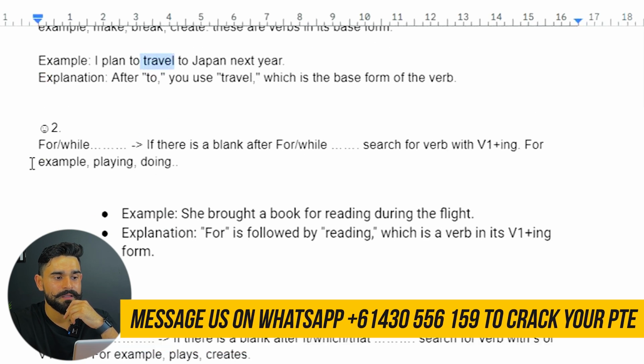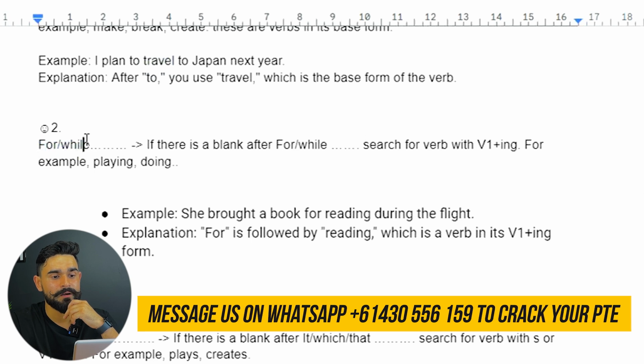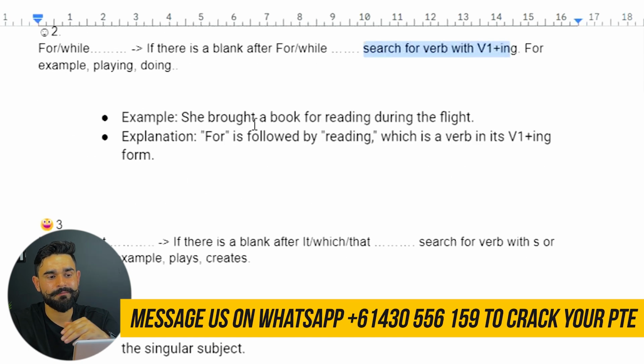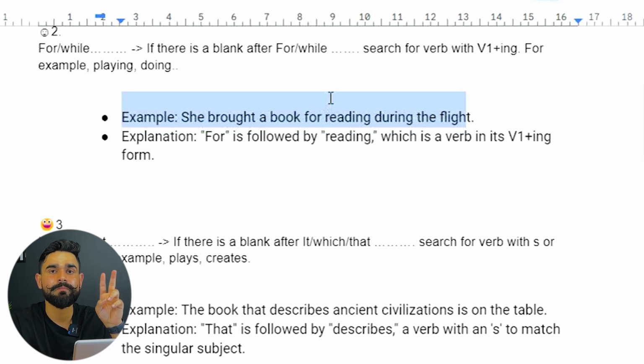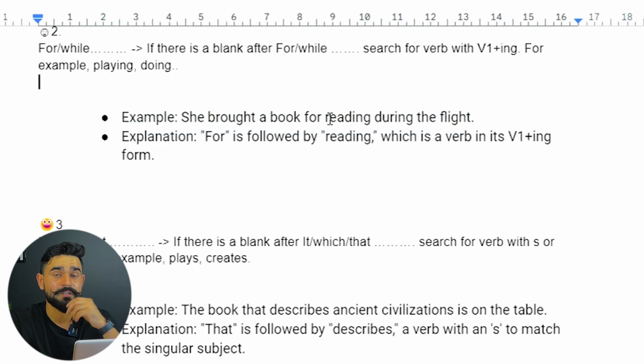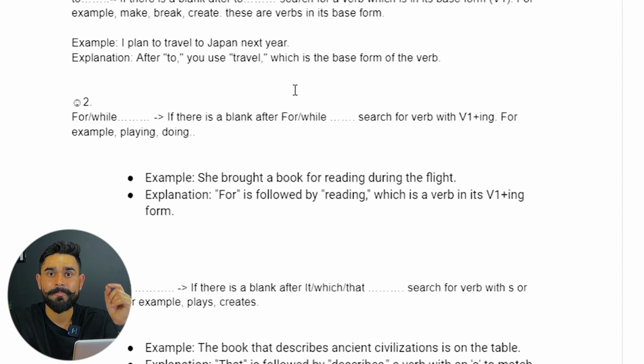And the second rule is, guys, if there is a blank after "for" or "while", then verb first form plus ing will come. Let's have a look at an example: "She bought a book for dash during the flight." In this one, she bought a book for reading during the flight. So there is a blank after "for", then verb first form plus ing will come. Same thing if there is "while" as well. If there is a blank after "while", then verb first form plus ing will come.